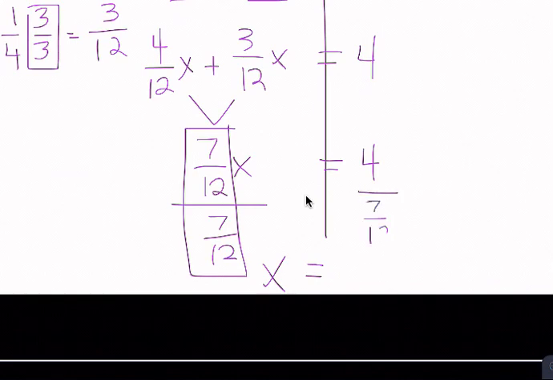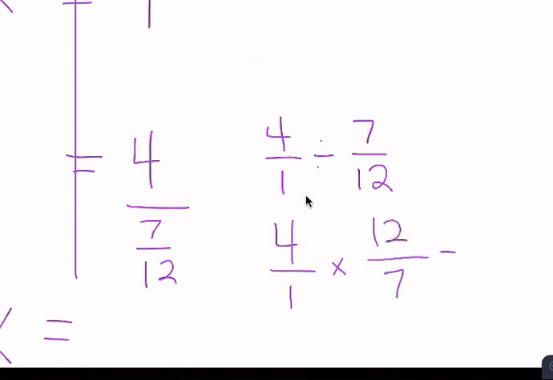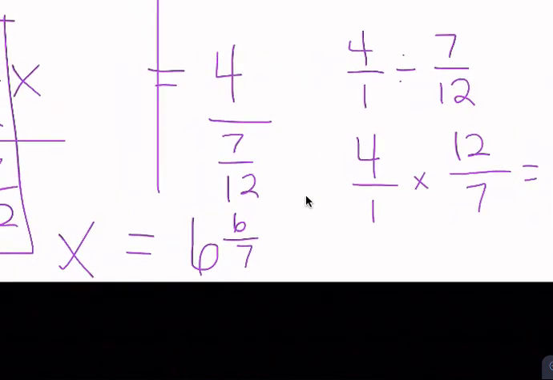divided by 7/12. I'm going to do 4/1 divided by 7/12, so I remember to set up my fractions correctly. I keep, change, flip. And I get 48/7. 7 goes into 48 6 times, 6 times 7 would be 42, and I would have 6/7 left over.